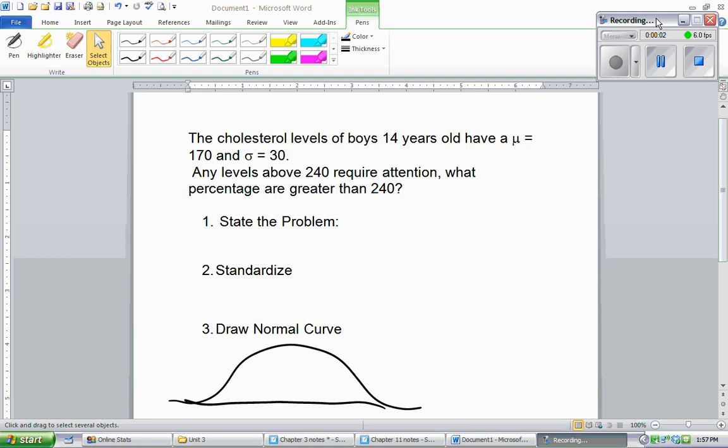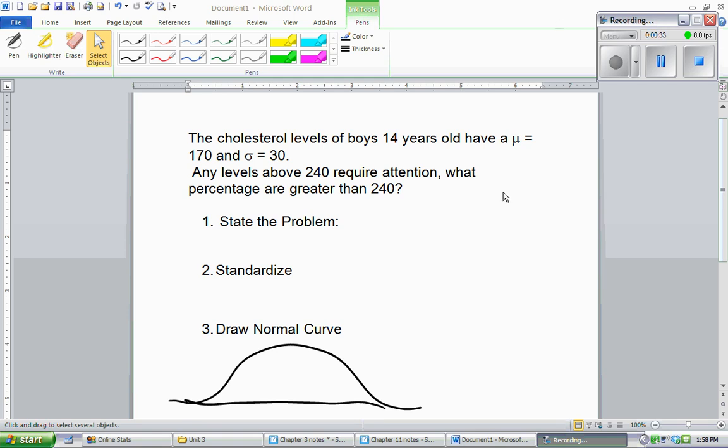Let's look at the problem in our notes that talks about the cholesterol levels of boys that are 14 years or older. The problem tells us that they have a mean of 170 and a standard deviation of 30. In this group of boys, or any group of boys at age 14, any level above 240 requires attention, meaning that they have extremely high cholesterol and some sort of an action would need to be taken. So we want to determine what percentage are greater than 240.